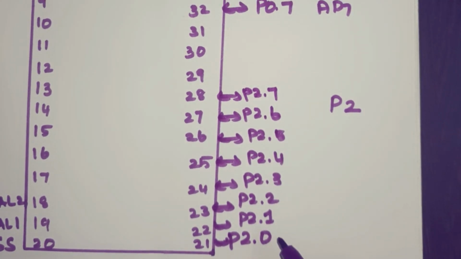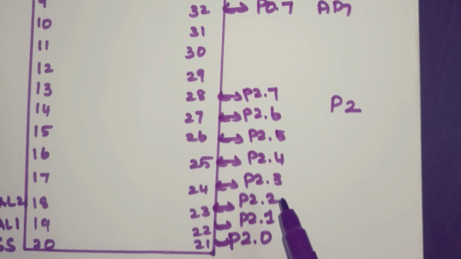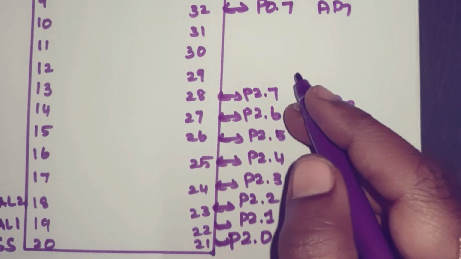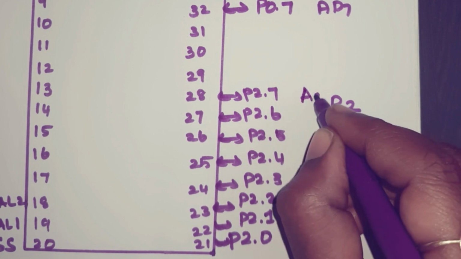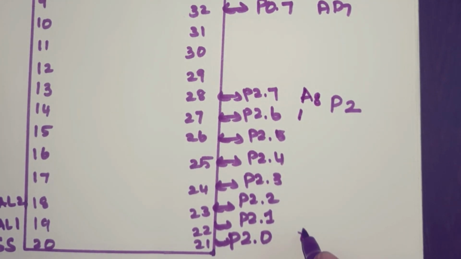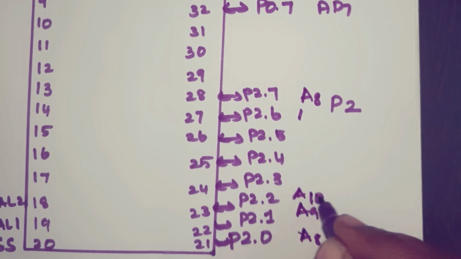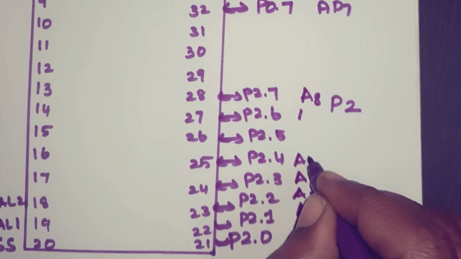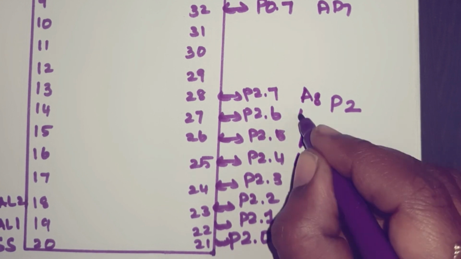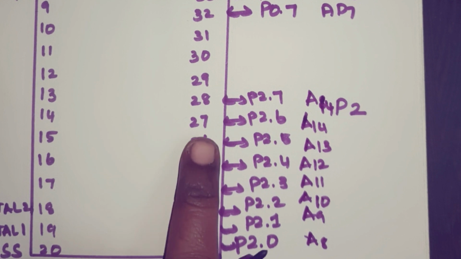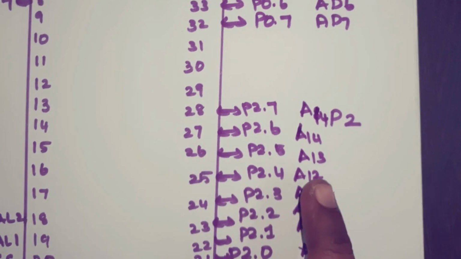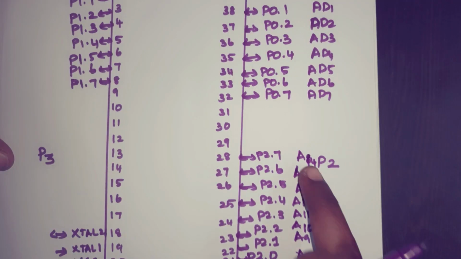So this is port 2. Port 2 acts as an I/O line, and it also has an additional function: it carries the higher order address, A8, A9, and so on. So port 2 is an I/O pin, and it also carries the higher order bytes of the address lines.